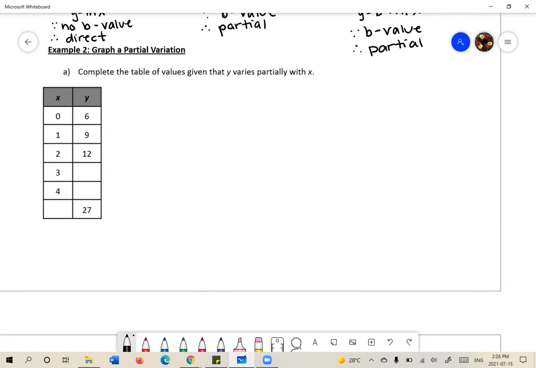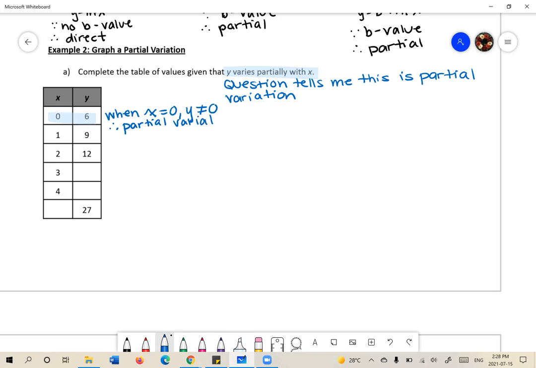Complete the table of values given that y varies partially with x. So it tells us in the question that this is partial variation. y varies partially with x. So that means that the origin cannot be a point in the table of values, which it's not. If you look over here, when x is equal to 0, y does not equal 0. Now we must complete the table of values.